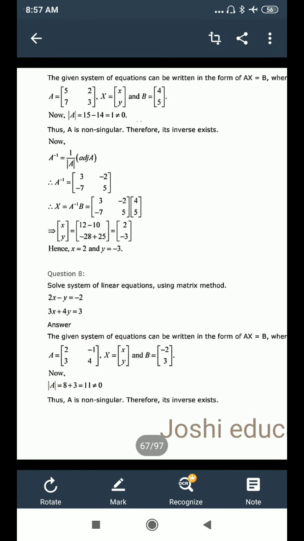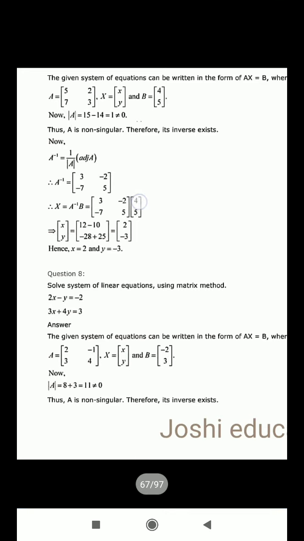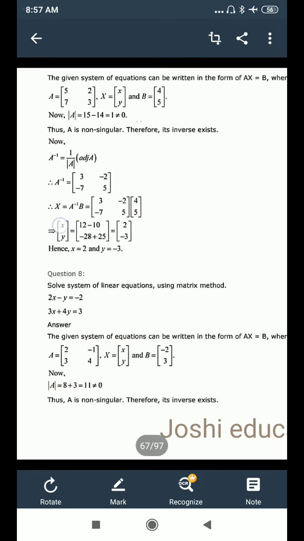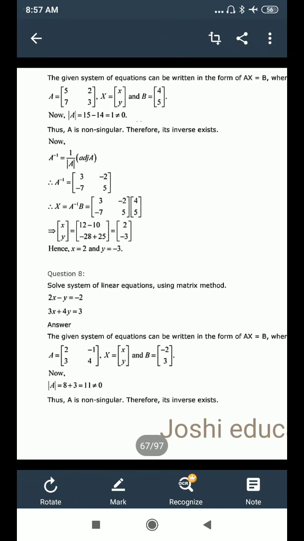You got a column matrix, but this X is actually x, y, and A inverse into B is coming equal to this much. You equate the corresponding elements to get the answer. Next question I am not going to explain. You can try it yourself in the same way.